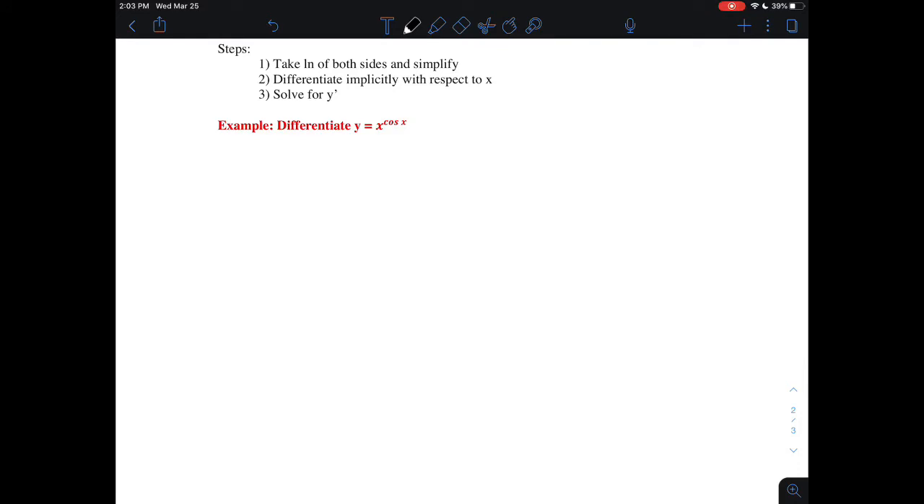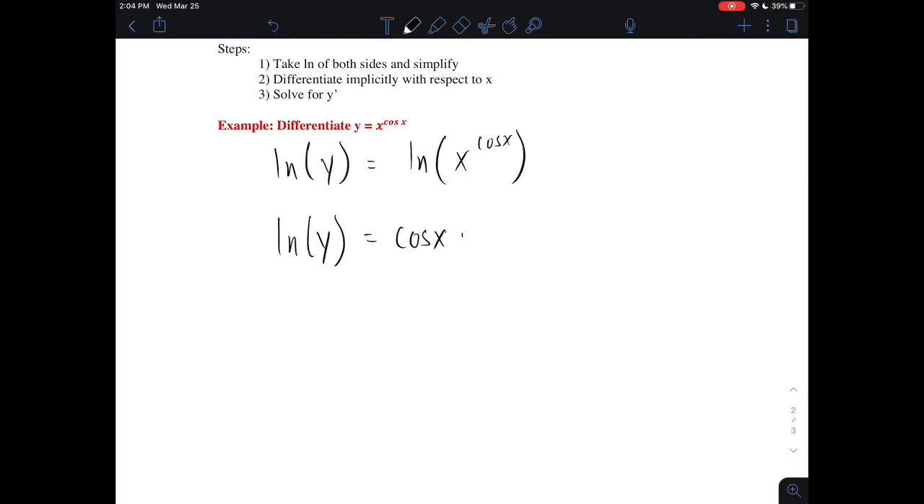So we're first going to apply the natural log to both sides. So that just means natural log of the left equal to natural log of the right-hand side. Now the left-hand side is just going to stay as the natural log of y. But the right-hand side, here's where we can use a property of logarithms. We can take the power cosine x, and that becomes a multiplier. So we have cosine x times the natural log of x.